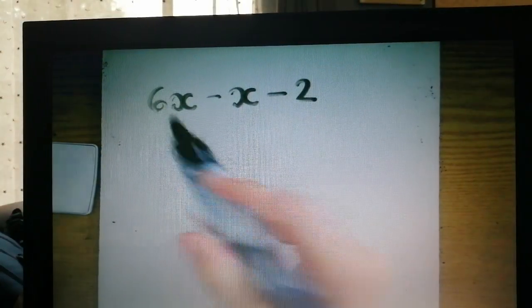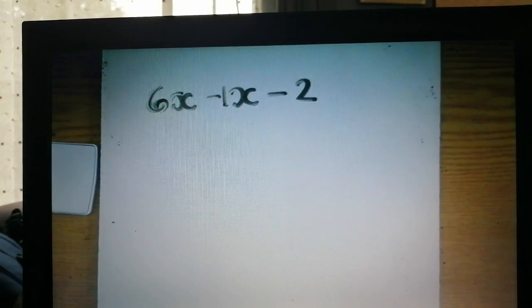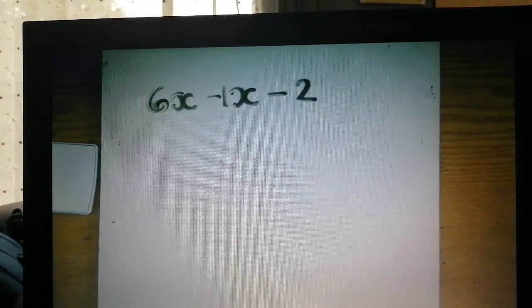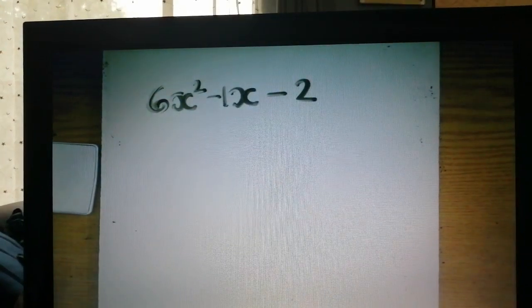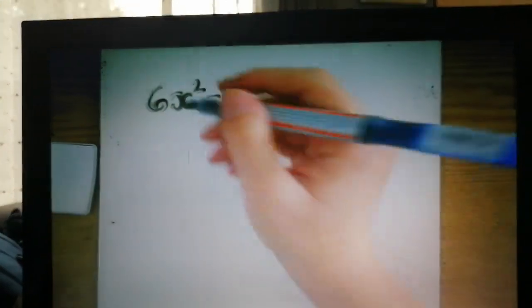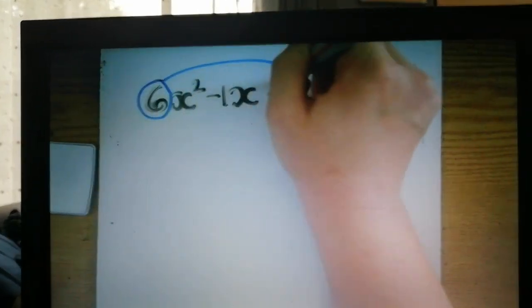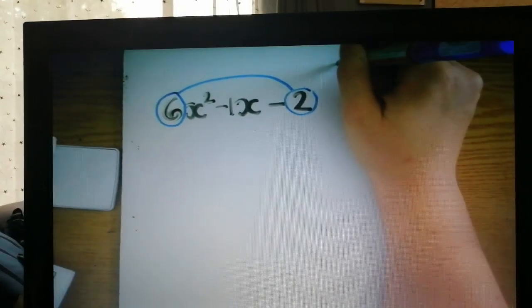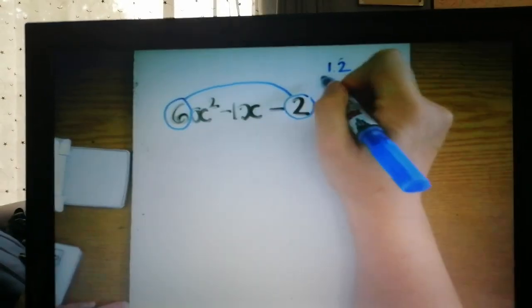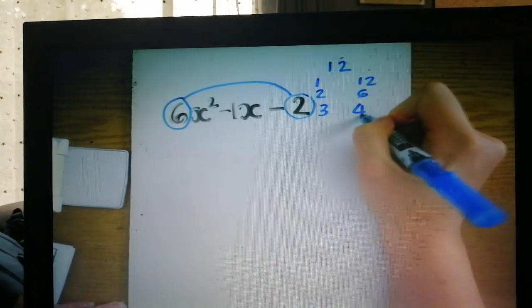Do you agree that 6 is not an HCF? It does not fit into any of these terms, remembering that there's an imaginary 1 standing there. So 6x squared, by the way. Sorry. So what do I do? I can't factorize that out, so I take the 6 and I multiply it with my constant term. That gives me 12. So, what are the factor pairs of 12? 1 and 12, 2 and 6, 3 and 4.